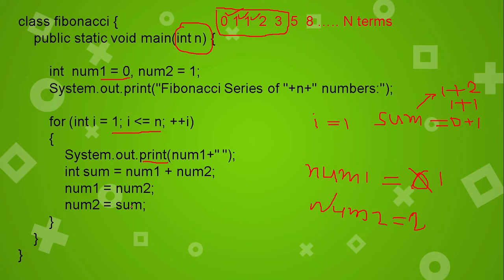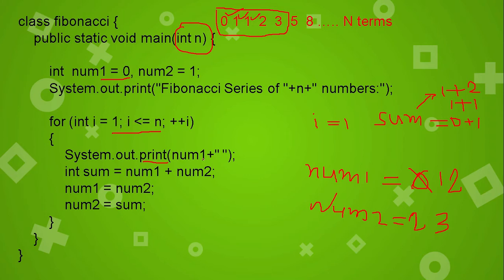Num1 is equal to num2. Num1 will be num2. Num2 means this will be 2 now. Okay. Now num2 is equal to sum. What is the value of sum? 3. That will be here. What will be the value? 3. Okay. Plus plus i. This becomes 4. Condition is true.